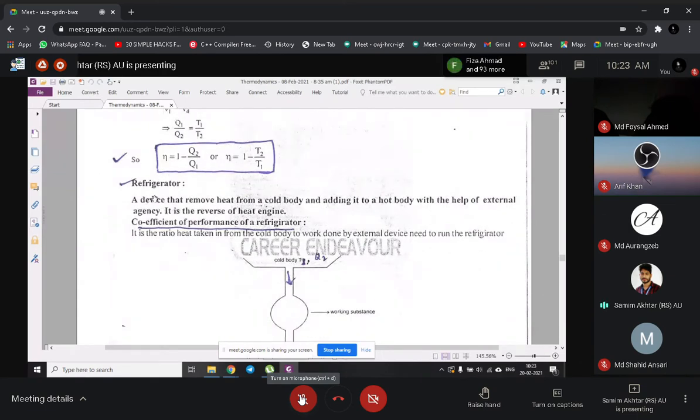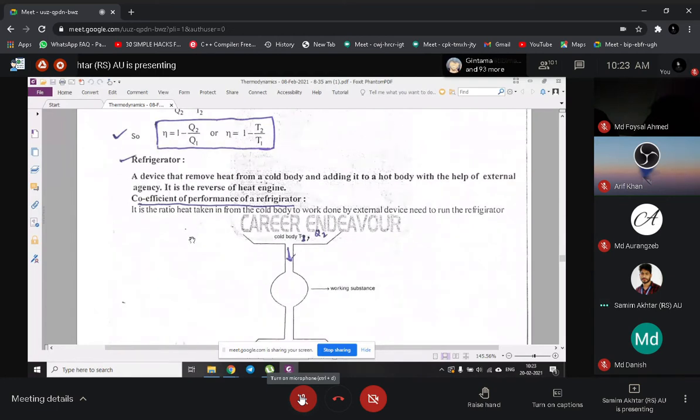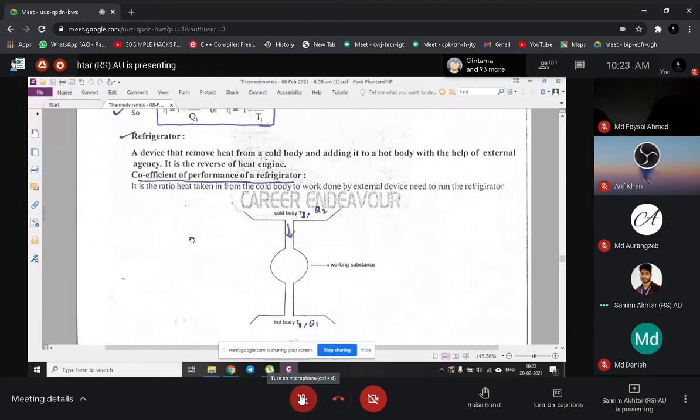Okay, you know the refrigerator? Example, refrigerator. Can anybody say that? Freeze. Yes, freeze. Freeze is basically a refrigerator. So in the freeze is where the Carnot theorem applies, there is work there, right?